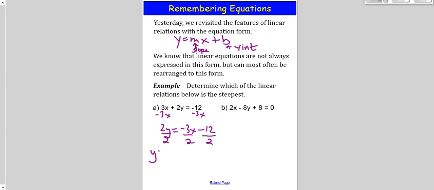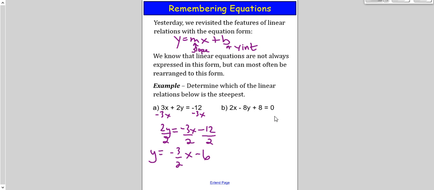And what I end up with is y equals negative 3 over 2 x, and negative 12 divided by 2 is negative 6. Okay. Same thing over here. I want this y to be all by itself. Notice I have all 3 terms on this one side.